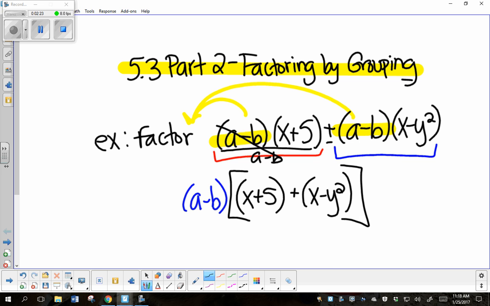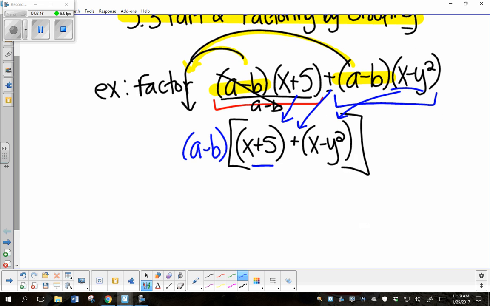So just to recap here, this a minus b out in front came because I pulled it out of both of those, so it's out in front now. This x plus 5 right here came from what's left in the first term, and then the x minus y squared is what's left in the second term. I had a plus between them because of that plus right there. You don't have to draw all these arrows. I'm just doing that to make it look a little nicer.